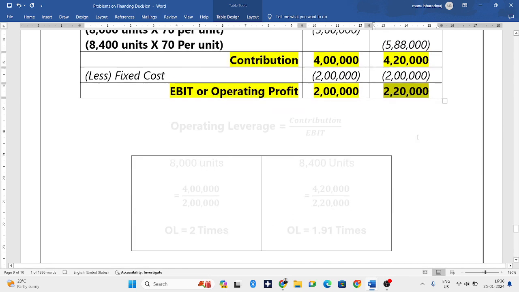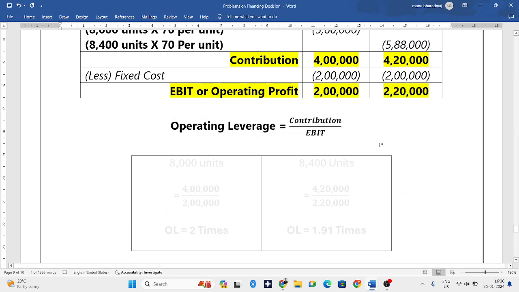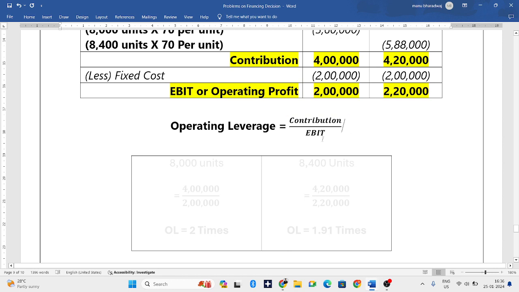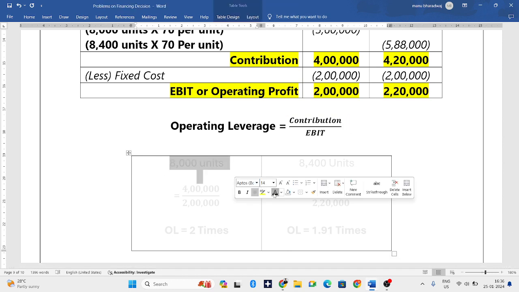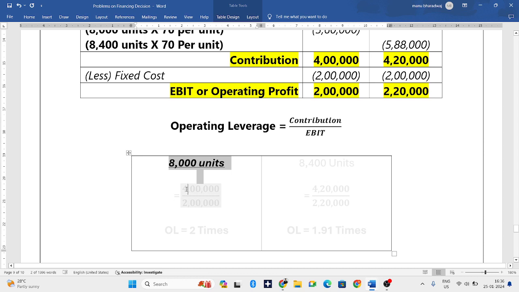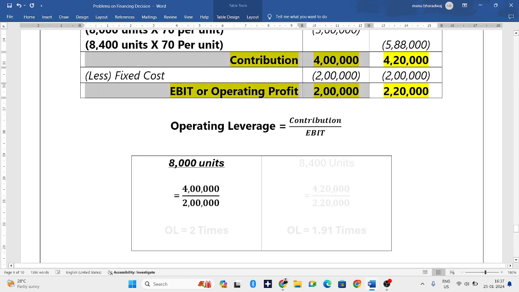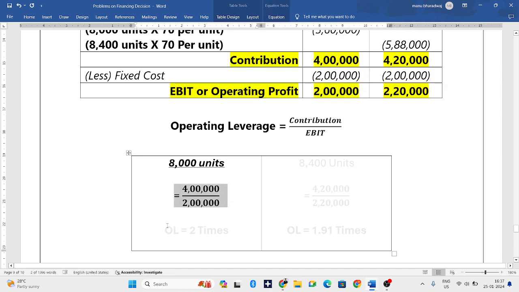Now we have got both contribution as well as EBIT. With the help of this, we can calculate operating leverage. The formula to calculate operating leverage is contribution divided by EBIT. First, let us calculate for 8,000 units. The contribution is 4 lakh and EBIT is 2 lakh rupees. 4 lakh divided by 2 lakh gives us the operating leverage, that is 2 times.